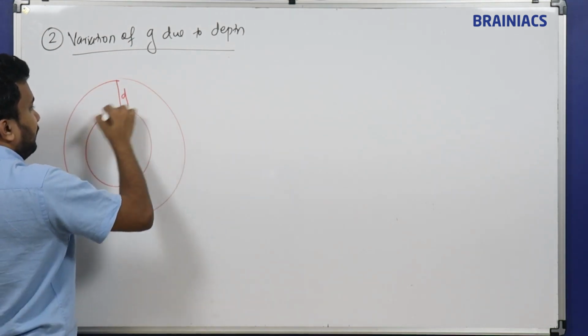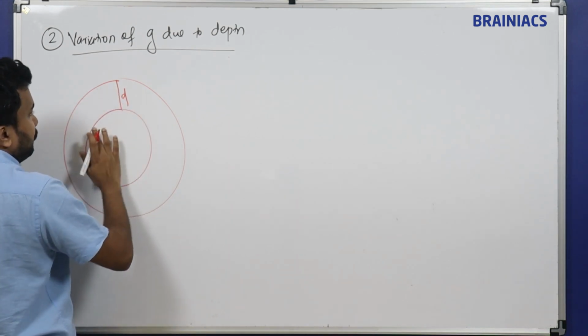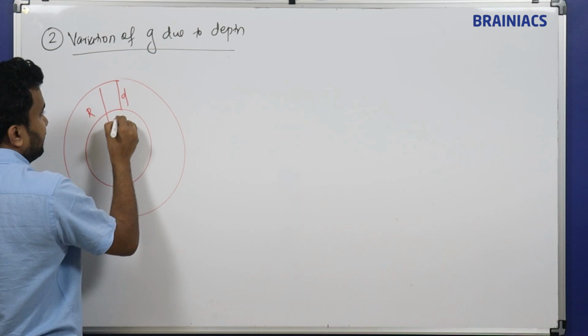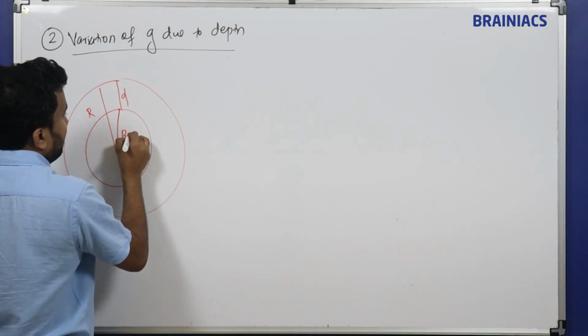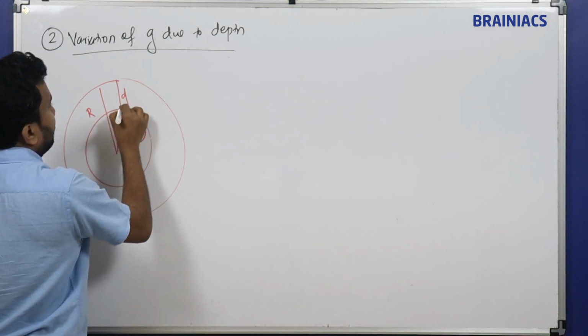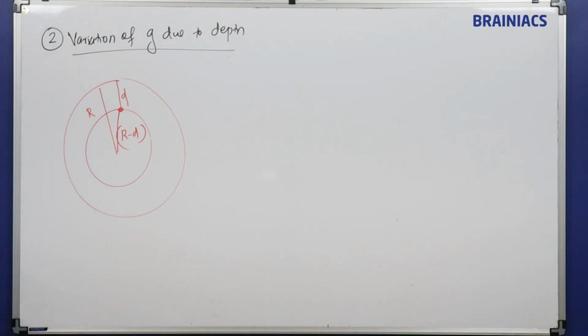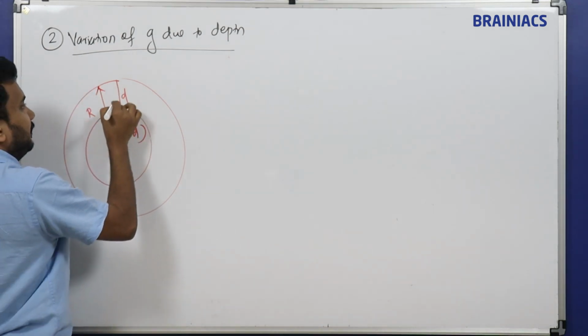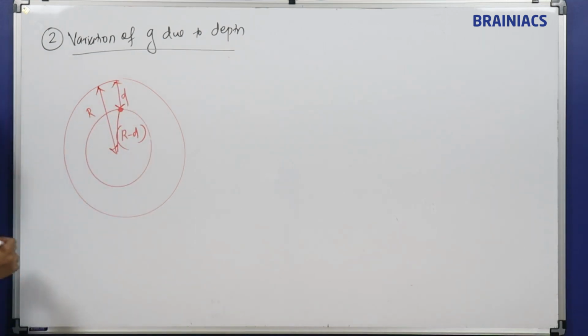we'll have this point, so we'll come to this point. So the total radius is r. So what is the balance radius here? It is r minus d. So this is a point. So we are coming at a distance of d meter down the line.